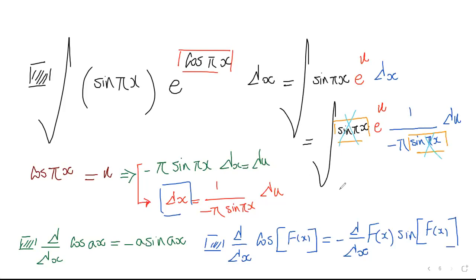Then what are we going to end up with? Look at this, minus pi here. It's like a constant, 1 over minus pi. Let's take it out, expel it from the integration. And what do we end with? We get minus 1 over pi times the integral of, you see that we still have e to the u here, but we have du.